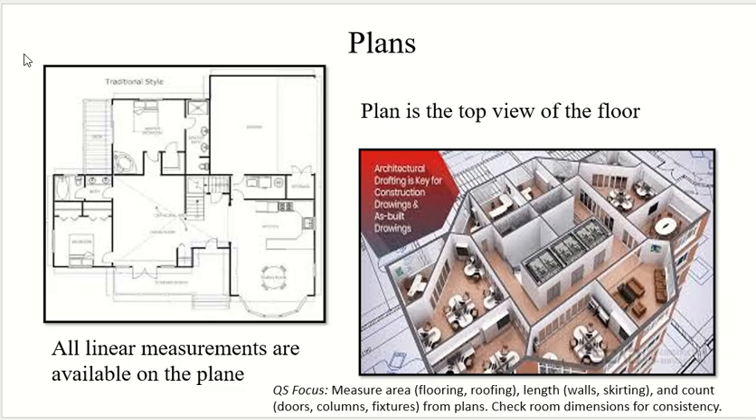Yeah, this thing. Okay, you see at the bottom of the wall there's an extra tile. This is called skirting. They can count the area and length for walls and skirting. They can count doors, windows, and other fixtures from the plan, and they can check the room dimensions for consistency.